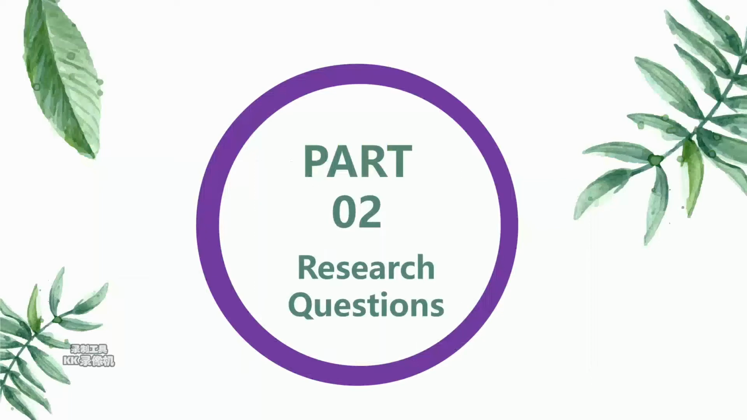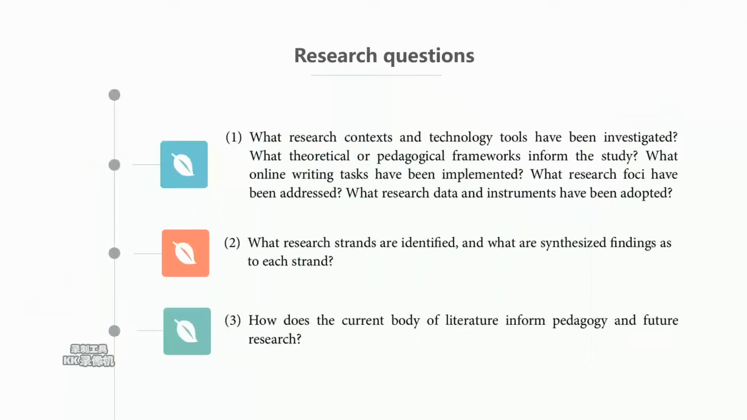Here is the second part. The first research question is about the key information of the study, such as context, technology tools, theories, pedagogy, research focus, data, and instruments. The second question is about the research strengths and findings. The last research question is to explore how these studies could affect our pedagogy and future research.